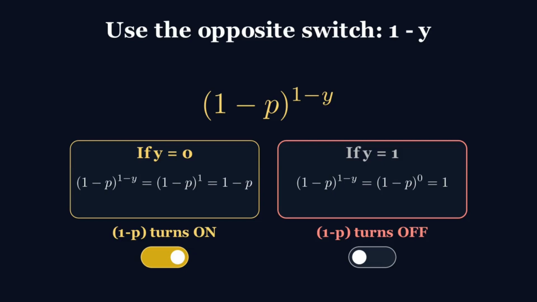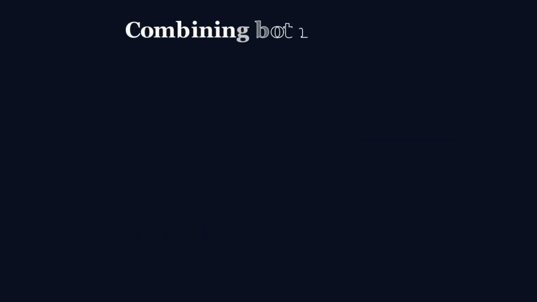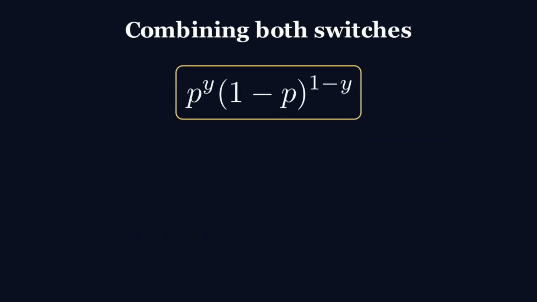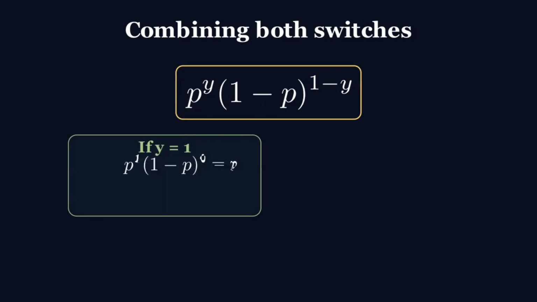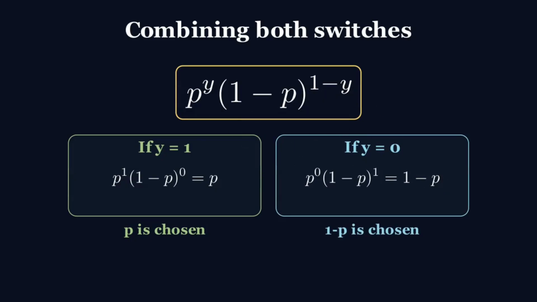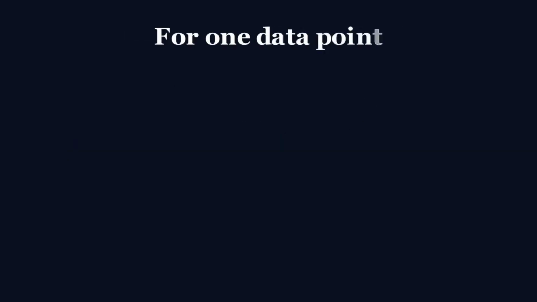And if y is equal to 1, 1 minus p to the power of 1 minus y will just be 1. So 1 minus p turns off. Now we can combine both switches into one formula. P to the power of y multiplied by 1 minus p to the power of 1 minus y. And this is beautiful, because when the true label is 1, the formula becomes p. And when the true label is 0, the formula becomes 1 minus p. And that's exactly what we wanted.